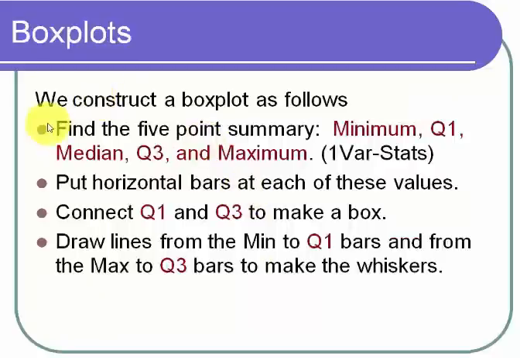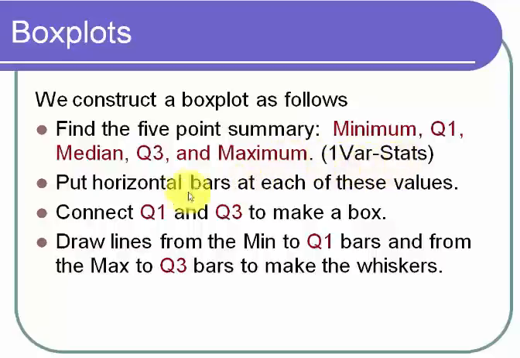The box plot is going to be a graph that describes all of the 5-point summary values. And the 5-point summary values are the minimum, the first quartile, Q1, the median, Q3, the third quartile, and the maximum. You can get all these numbers with a calculator using the one-var stats that we saw before.